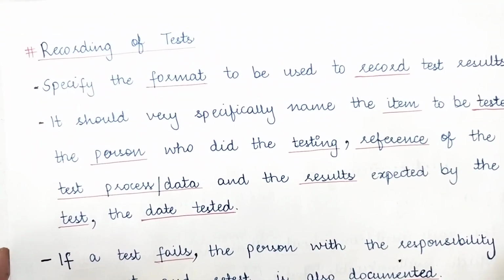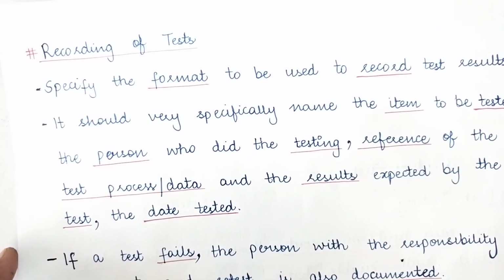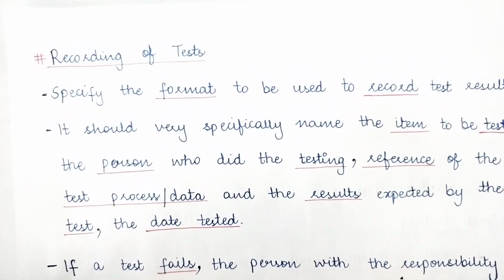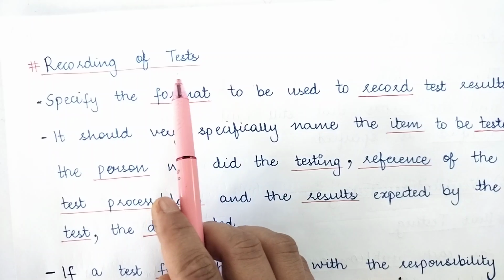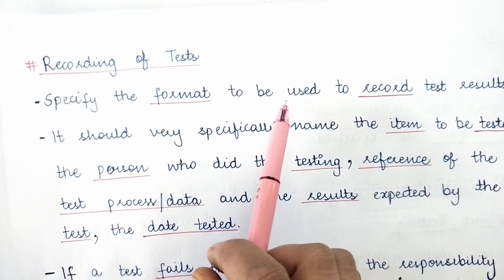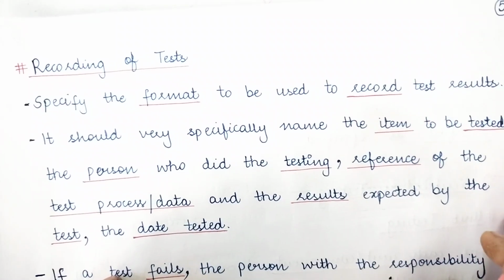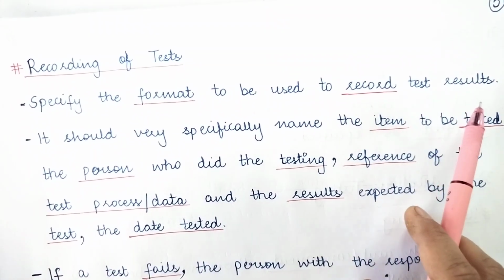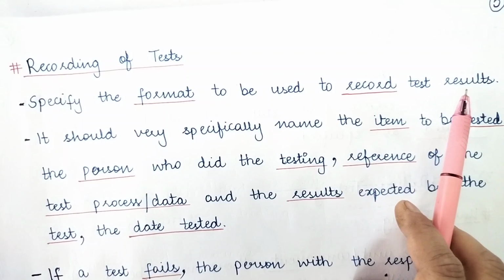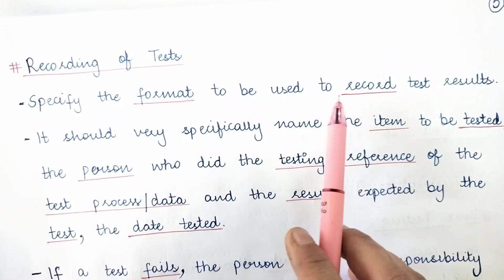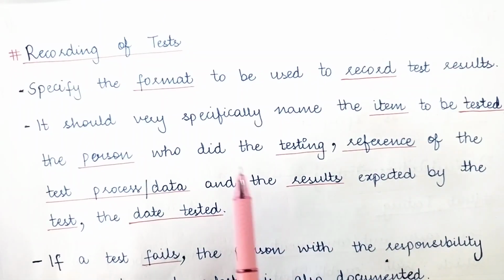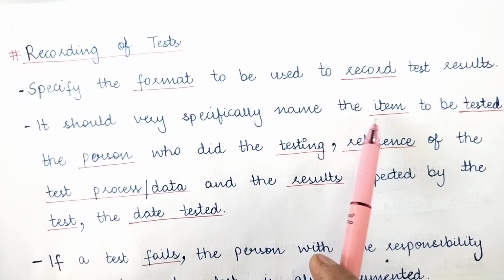Then within the test plan, another thing is the recording of tests. When you are doing the test plan portion, recording of tests is also a phase wherein you specify the format to be used to record the test results. See, when you are doing testing, you will get some results. Now, you need to record those test results for future reference. So, the format in which you would record these test results is specified here in the recording of tests.